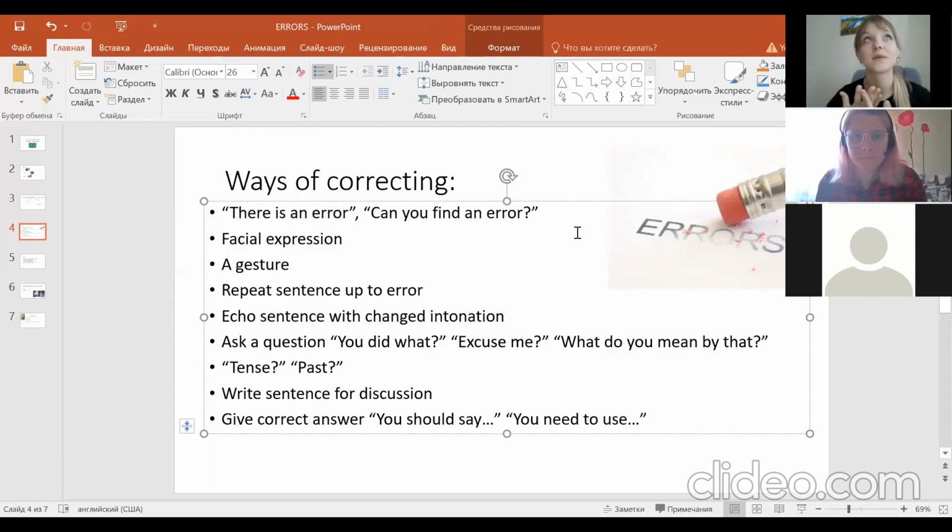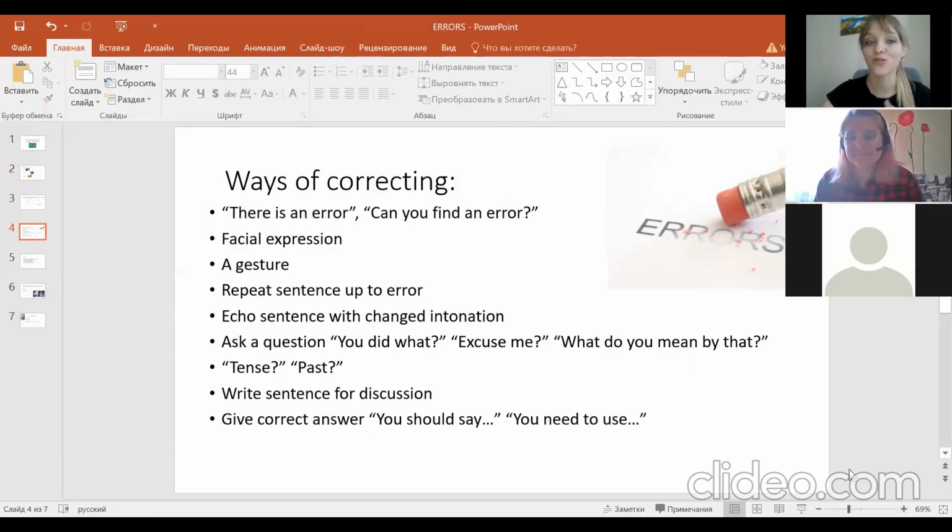So we don't say that "she has wrote" is a mistake. We can say there is an error, so the student has to think where. Also, you can say, can you find a mistake? There's something wrong. It's good because it helps our student to think; we don't just give it, we make our student think. Then we can use facial expressions, or something like, are you sure?